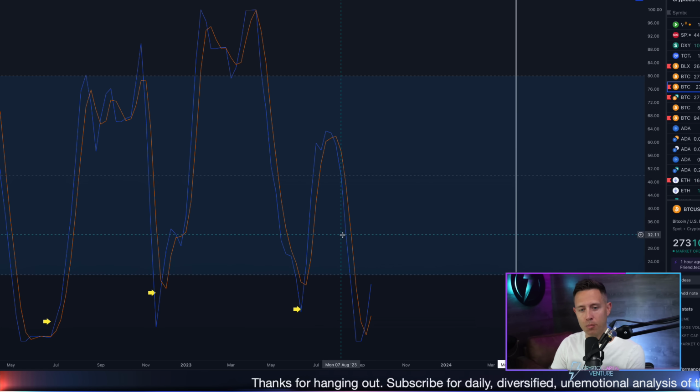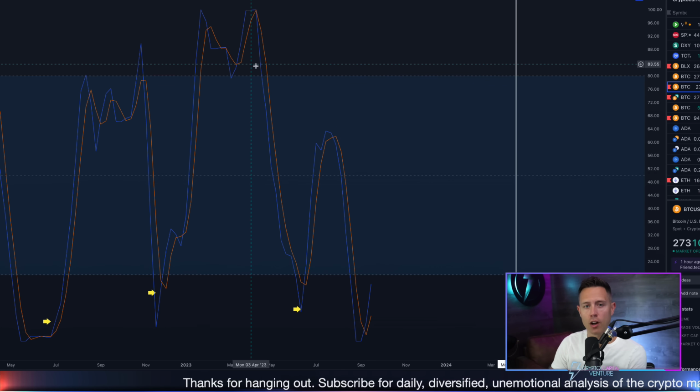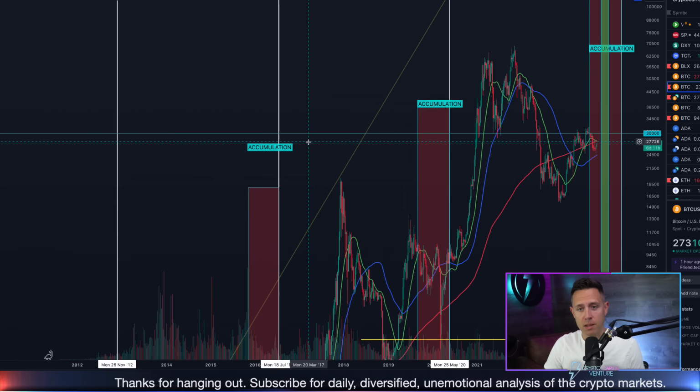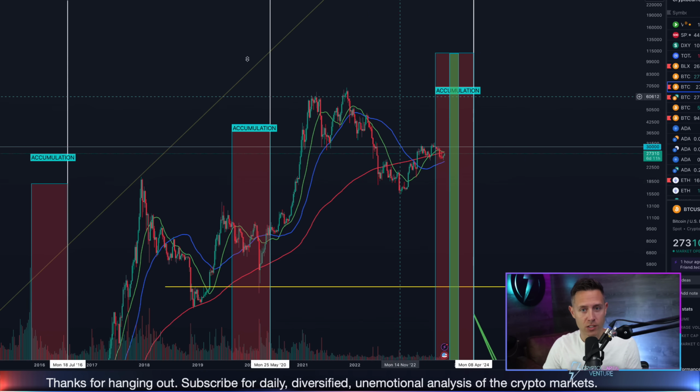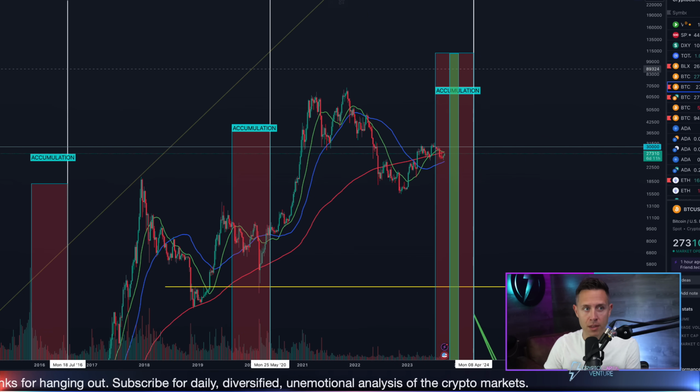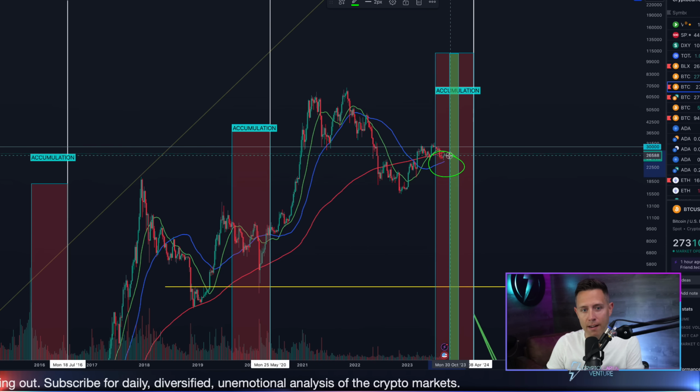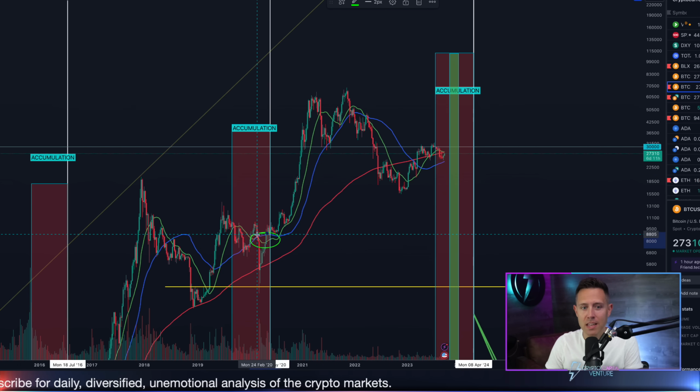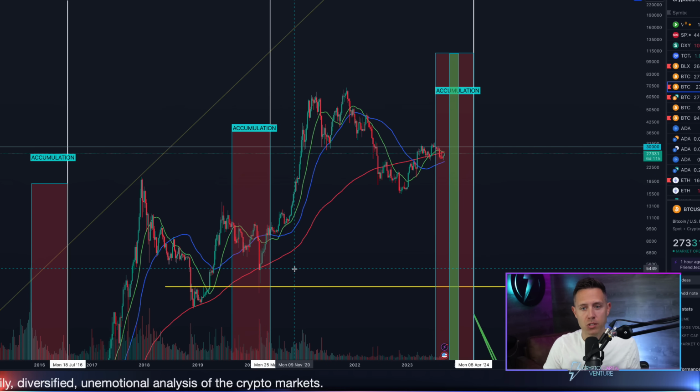Going over to the weekly, and then we're going to break down the daily. On the weekly chart, you can see the same thing with the moving averages. Let me point that out. We looked at the monthly, same thing happening on the weekly. All these moving averages converging. And this is what we see in previous cycles.